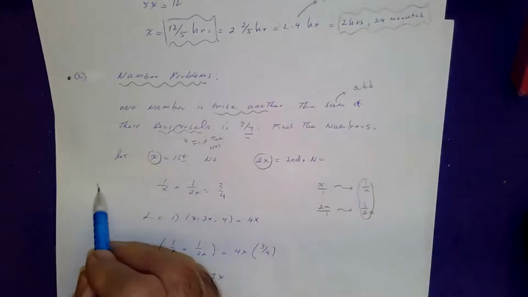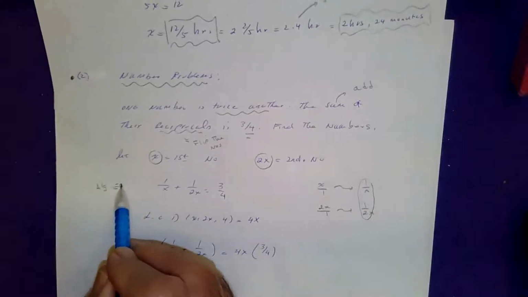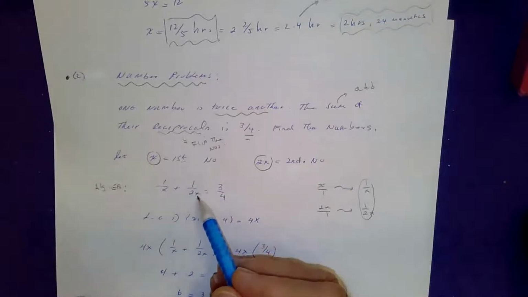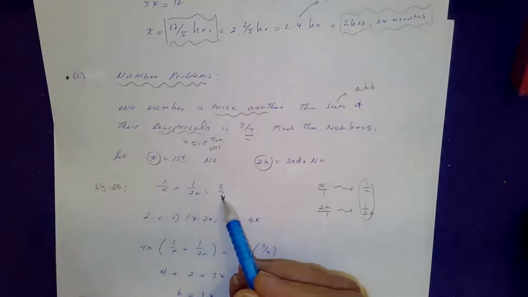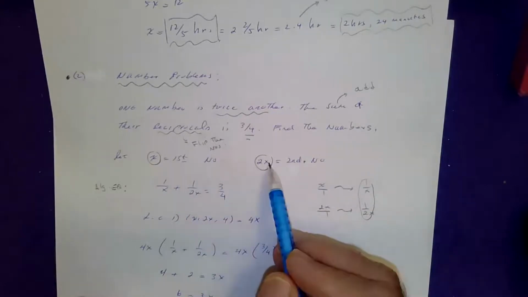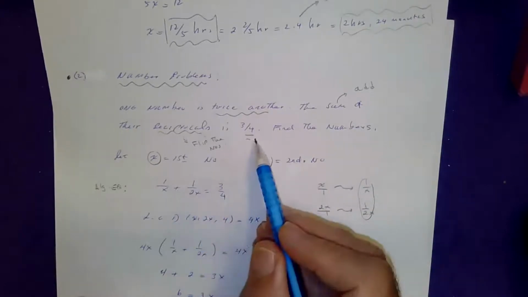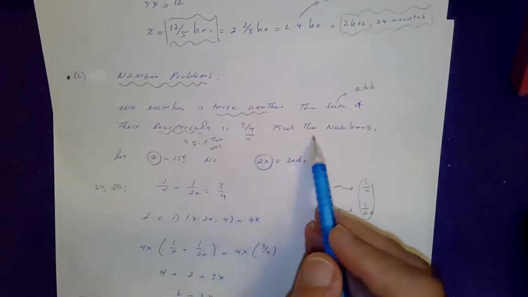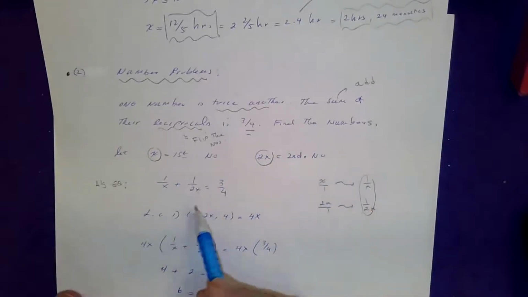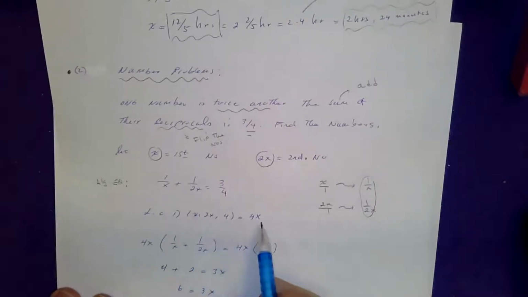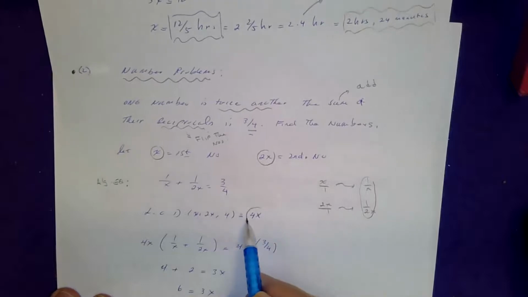This is my algebraic equation, correct? So 1 over x plus 1 over 2x equals 3 over 4. The sum of the reciprocals, not the numbers themselves, but the flipped versions of these two numbers, adds up to 3 over 4. Find the numbers. So now you find the lowest common denominator of x and 2x and 4, which is 4x.